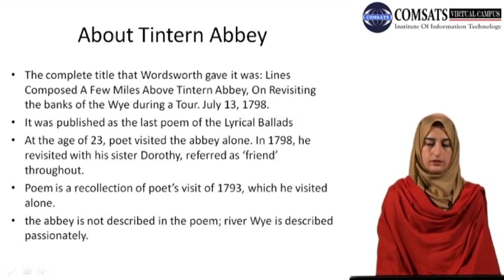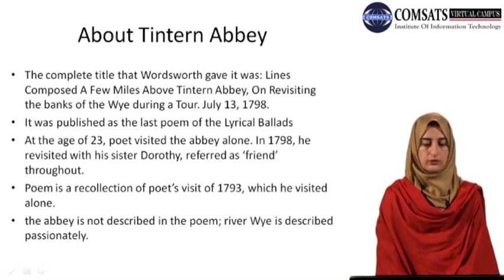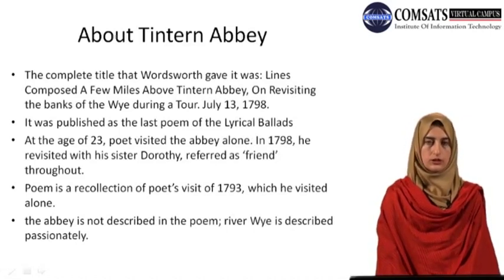And at that time, Wordsworth was with his sister, whom he refers to as a friend throughout the poem. And in the first visit, he visited this place alone. He was 23 years of age at that time, and it was 5 years back. So in a way, the poem is a recollection of his visit in 1793, which he made alone. So he recollects all his previous moments.